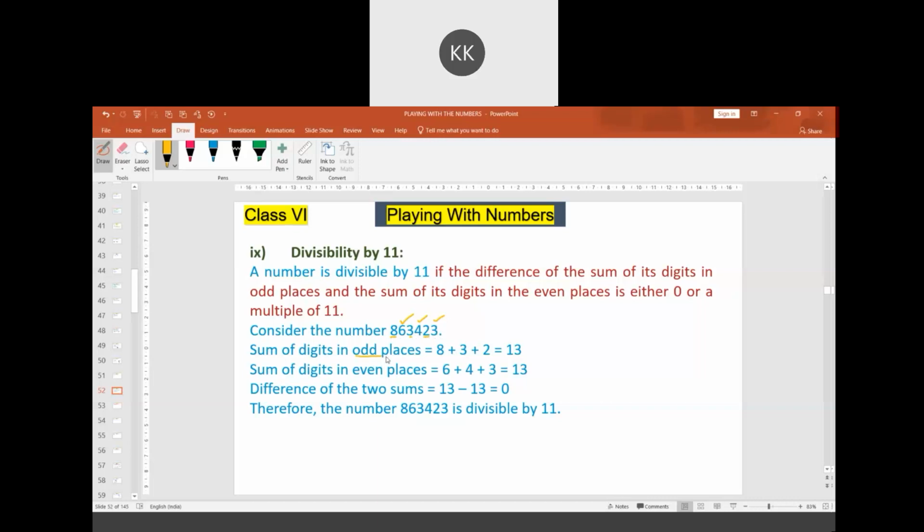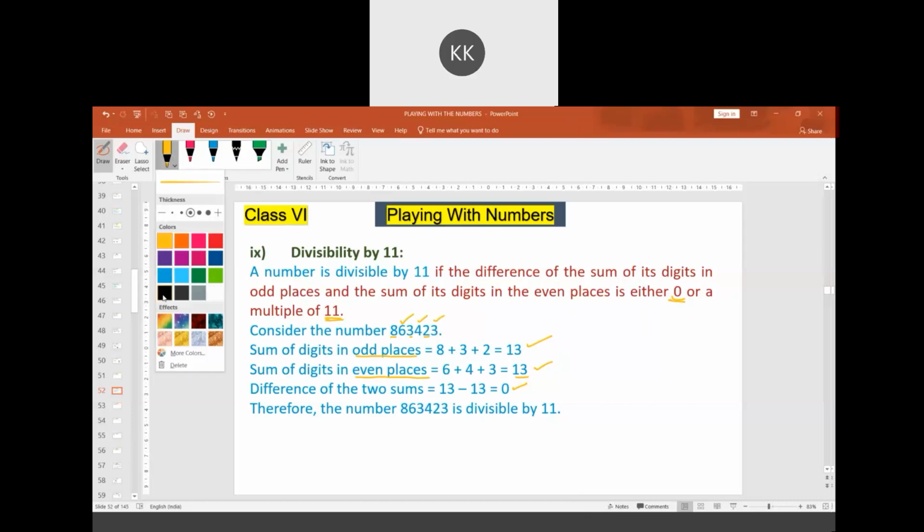We need to find the sum of the digits in odd places, which is 8, 3, and 2. The sum is 13. Even places also we need to add. The sum is 13. Now find the difference. Here the difference is 0. If the difference is 0 or a multiple of 11, then the given number is divisible by 11. One more example. We know that 121 is divisible by 11. 11 times 11 is 121, no? So let me check that.